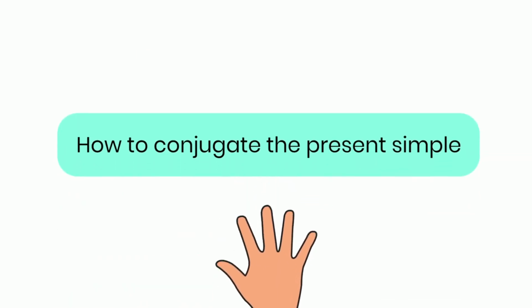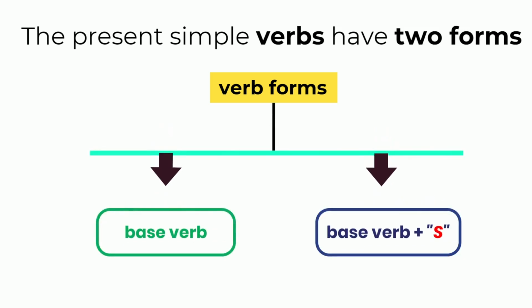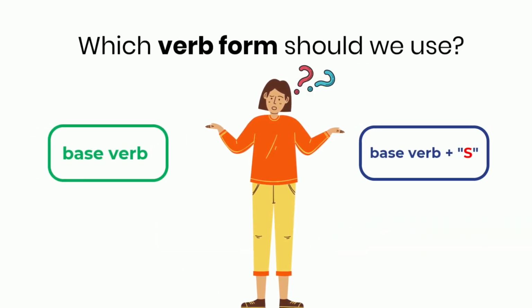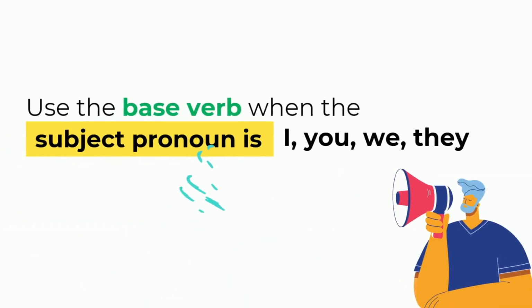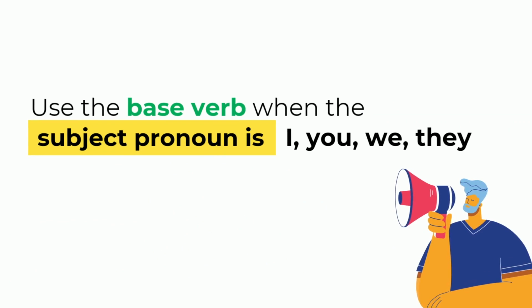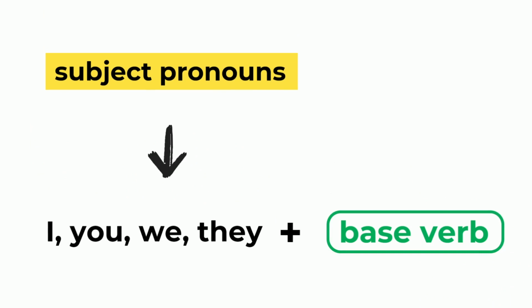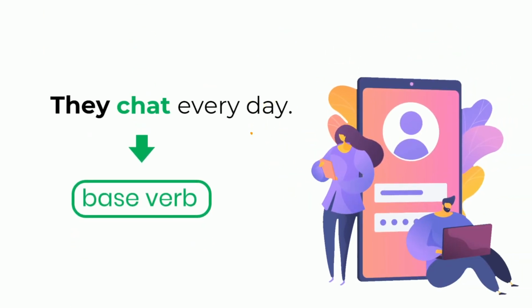How to conjugate the present simple? The present simple verbs have two forms, the base verb and the base verb plus s. Which verb form should we use? It depends on the subject of the sentence. Use the base verb when the subject pronoun is I, you, we, or they. Like this. For example, they chat every day.